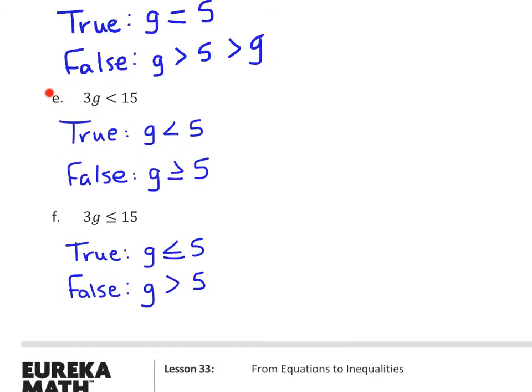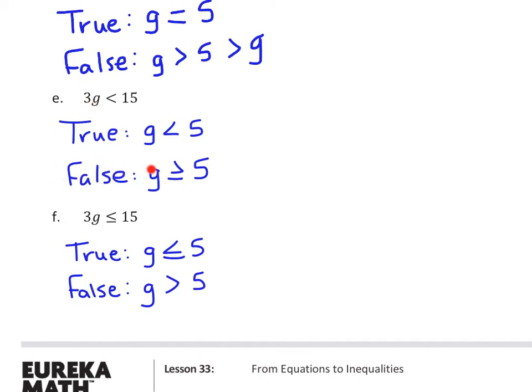So looking at E, 3g, or 3 times something, has to be less than 15. So g would have to be less than 5. If it is 5, it won't be true because 15 is not less than 15. So anything less than 5 would work here, right?